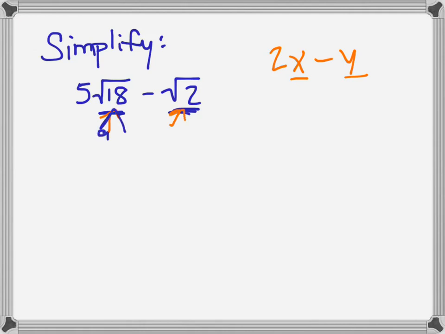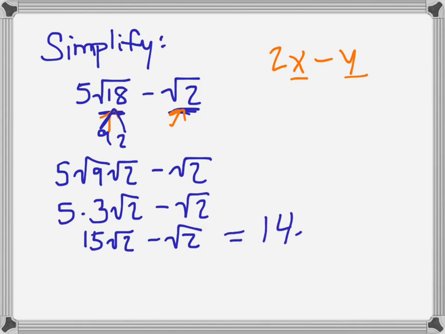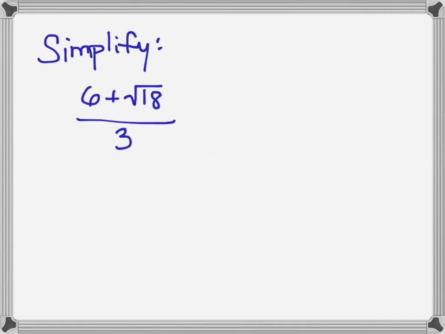I know that 18 is 9 times 2. So I know that this is 5 square root of 9 times square root of 2 minus square root of 2. And that square root of 9 is 3. So I now have 15 square root of 2 minus 1 square root of 2, and that's 14 square root of 2. Now I'm finished because the square root of 2 contains no perfect squares, and I've completed the subtraction that was in the original problem.